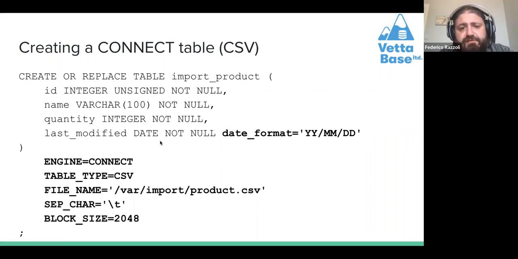As you can see, there are also column options. For example, here we have a last modified column, which is a date, and we specify the date format. This is good because different programs export data with different date formats, so we may need to specify which format we're using.